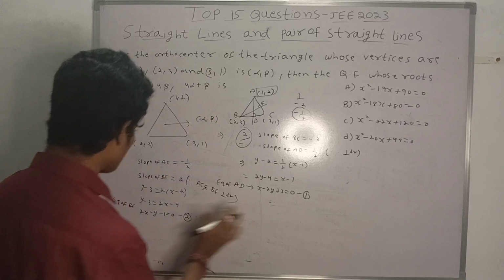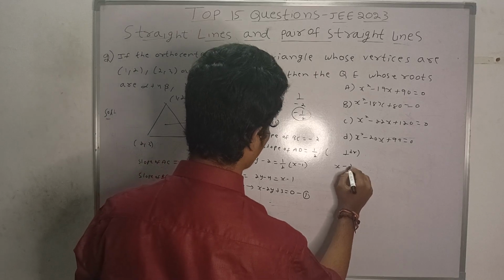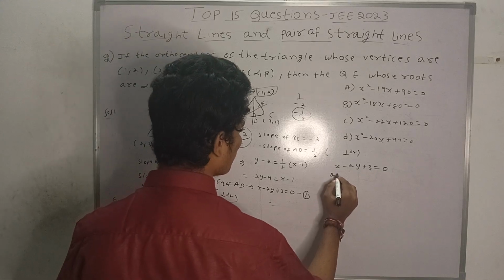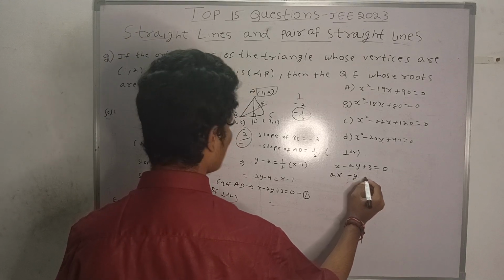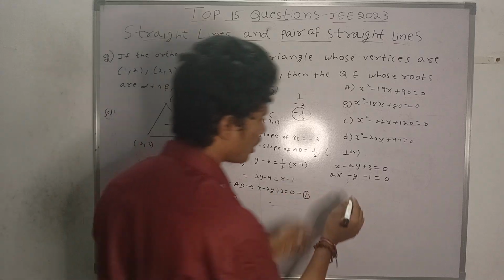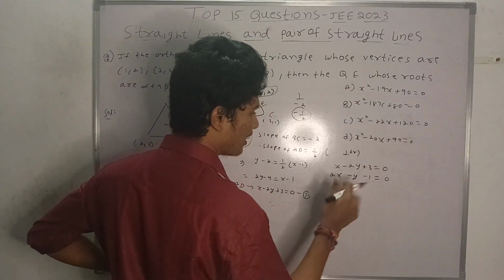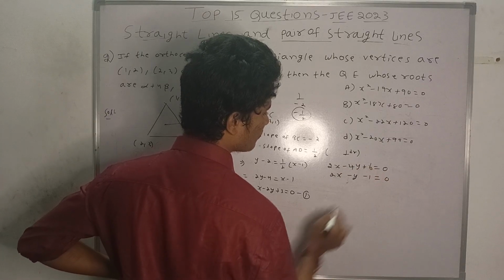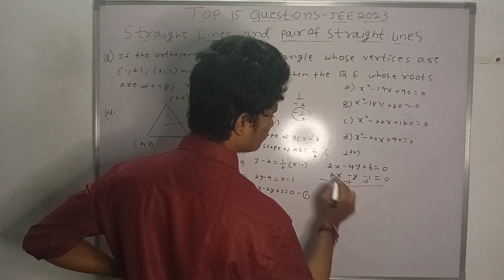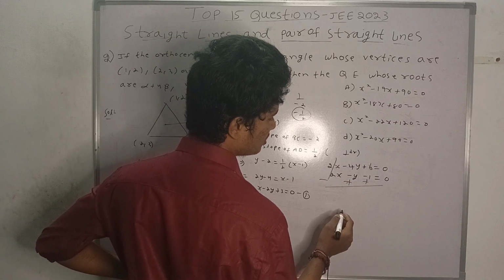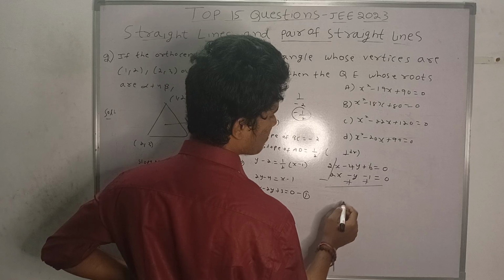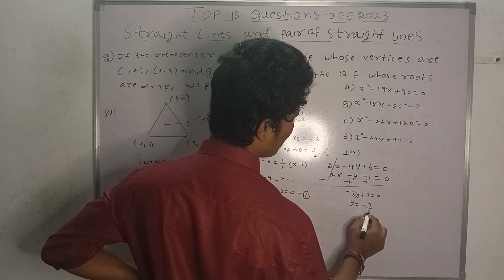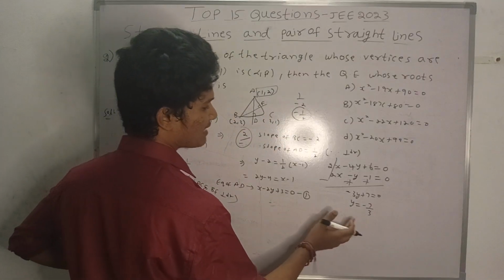So now I am going to solve these two equations. The first equation is x minus 2y plus 3 equal to 0, and the second equation is 2x minus y minus 1 equal to 0. To solve these, I can multiply the above equation by 2, it will become 2x minus 4y plus 6, and when I subtract this, I will get minus 3y plus 7 equal to 0. So y equal to minus 7 by 3. This is y equal to minus 7 by 3.